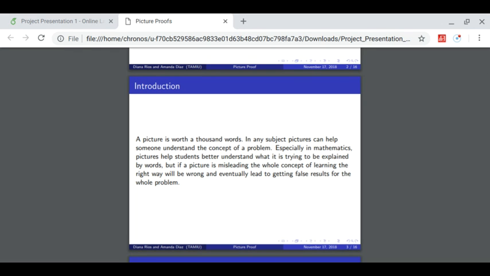In any subject, pictures can help someone understand the concept of a problem. Especially in math, pictures help students better understand what is trying to be explained by words. But if a picture is misleading, the whole concept of learning the right way will be wrong and eventually lead to getting false results for the whole problem. Therefore, we will determine if picture proofs alone are enough to understand the concept of a problem.